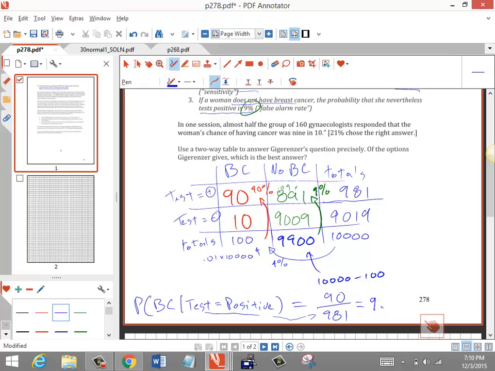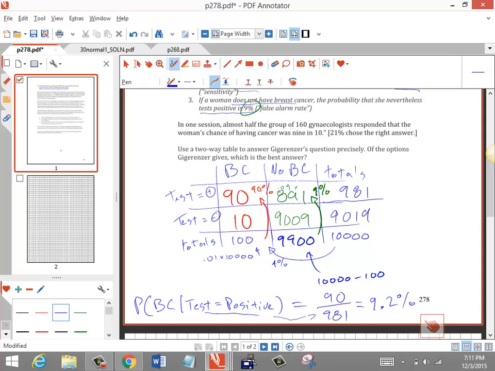Everybody take 90 and divide it by 981. Did you do it already? Some of you didn't. I believe it's 9.2. 0.0917, right? Is that what you got? Yes. That's fine.